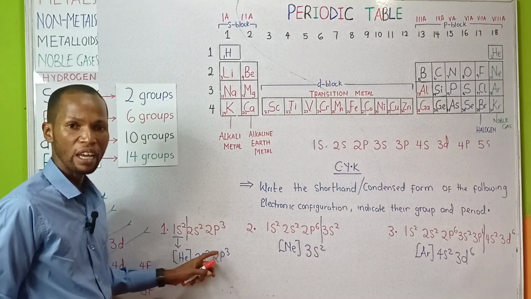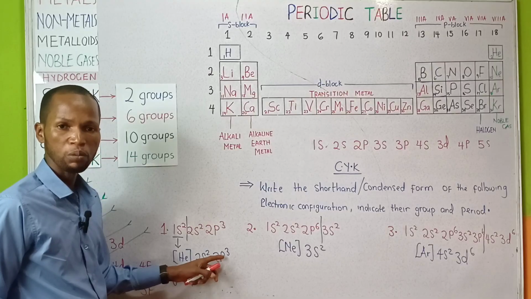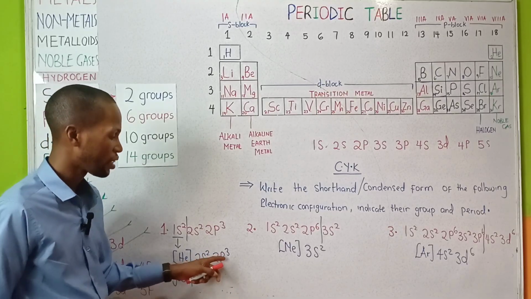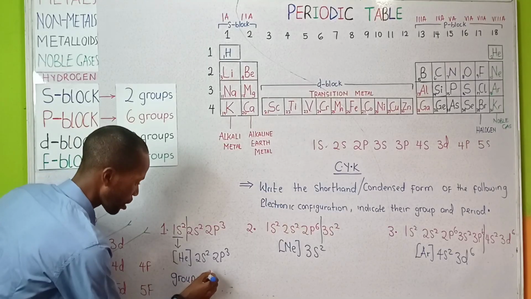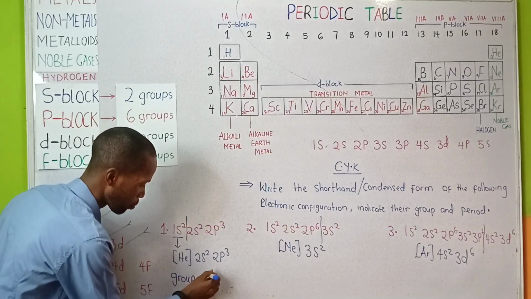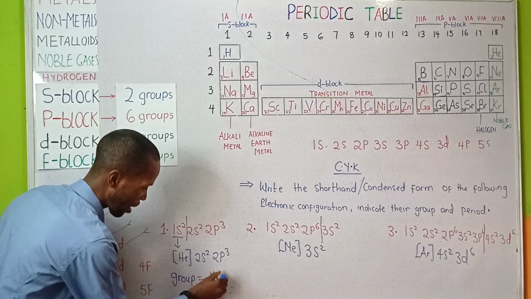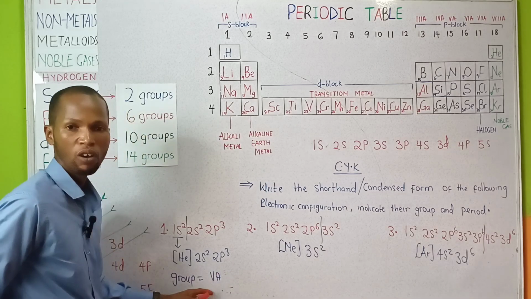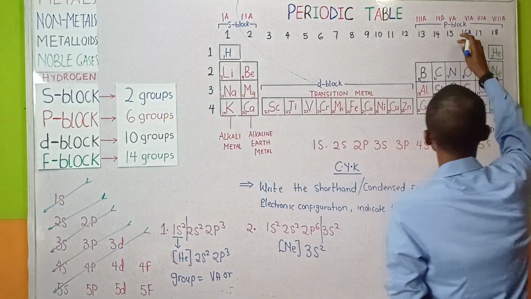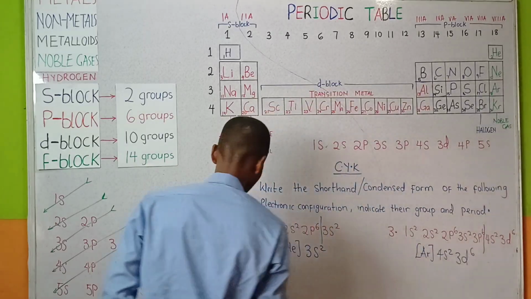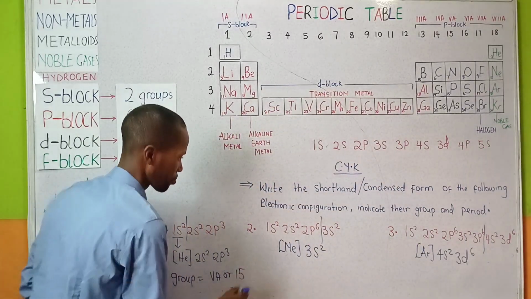The configuration here ends with the exponent 3, and it is found in the P block, so you add 2 to it. So the group is group 5A. Group 5A is the same thing as what? Group 15. We have 15.